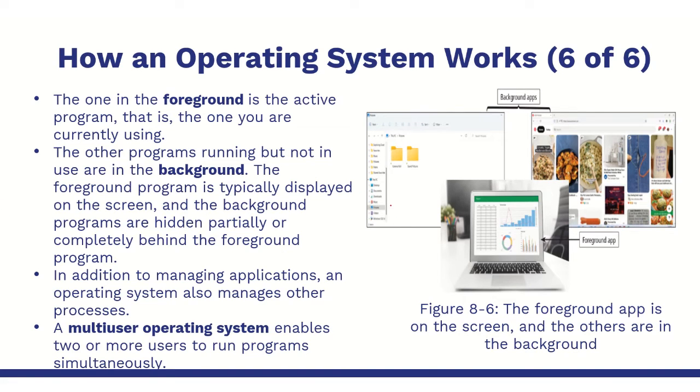The other programs running but not in use are in the background. The foreground program is typically displayed on the screen, and the background programs are hidden partially or completely behind the foreground program. In addition to managing applications, an operating system also manages other processes. A multi-user operating system enables two or more users to run programs simultaneously.